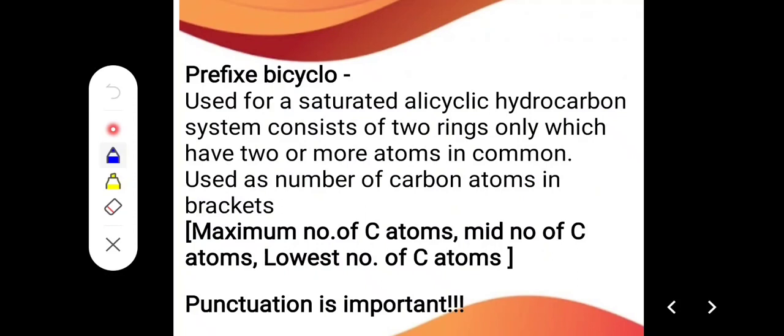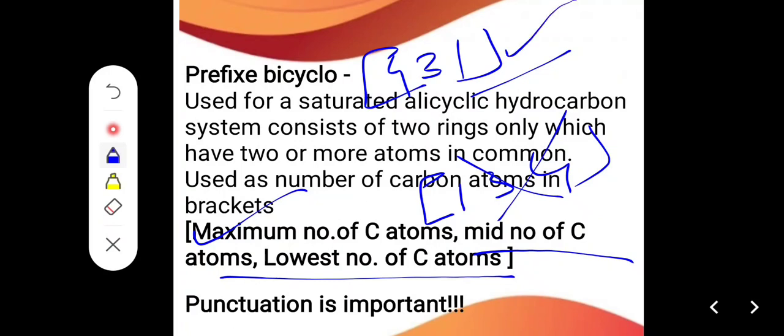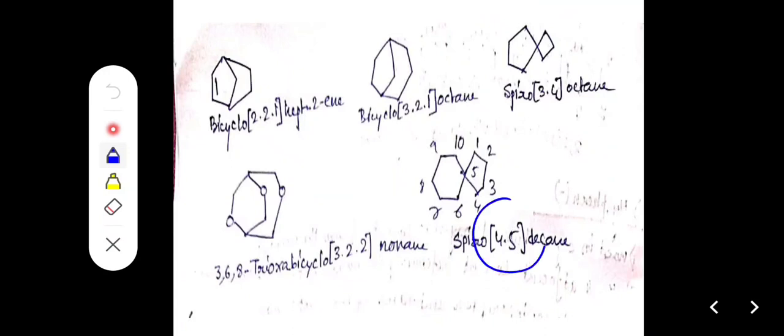Then the prefix bicyclo. We consider an alicyclic saturated hydrocarbon which consists of two rings only which have two or more atoms in common, so it is termed a bicyclo compound, and in brackets we write the maximum number of carbon atoms, then the middle number of carbon atoms, then the lowest number of carbon atoms. So in the bracket we have to write 4 3 1. This is descending order; writing 1 3 4 is incorrect. We have to consider 4 3 1 for a bicyclo compound. But for a spiro compound we consider ascending order, that is 4 then 5.